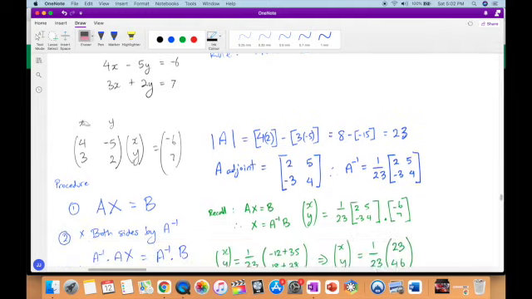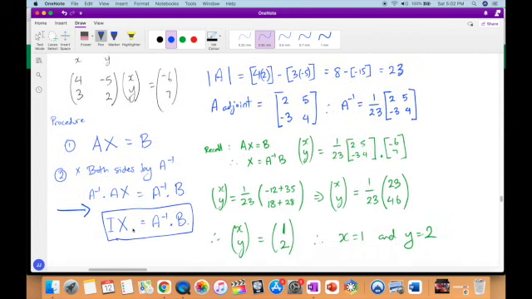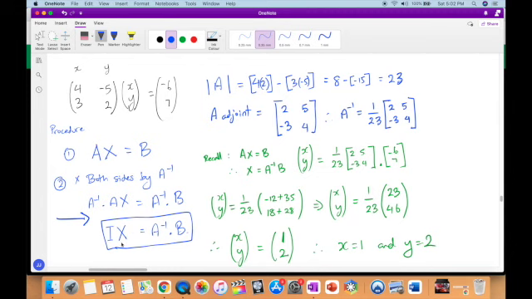Then we apply the rule. The rule here is that if A times x is B, then I could just throw over the A. So x is equal to the A inverse times B. That's all you really had to remember. So you'll see that in order to find x, I just need to find the A inverse. So I found the determinant of A to be 23 and the adjoint. And therefore A inverse was this.